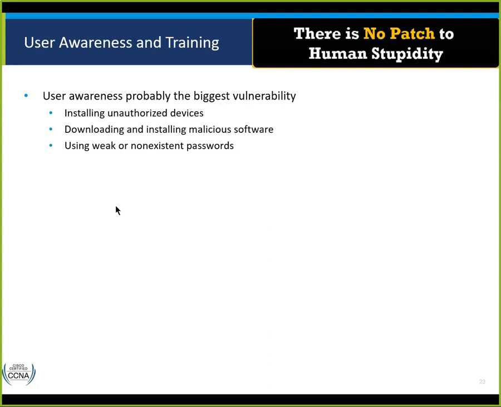User awareness training, and the insert at the top is true. We can't approach users that way. We've got to approach users as people who want to do a good job. They just don't know how to do a good job. User awareness, biggest vulnerability: installing unauthorized devices, downloading and installing malicious software, using weak or non-existent passwords. And weak and non-existent passwords are, I guess, one of the big killers that goes on.